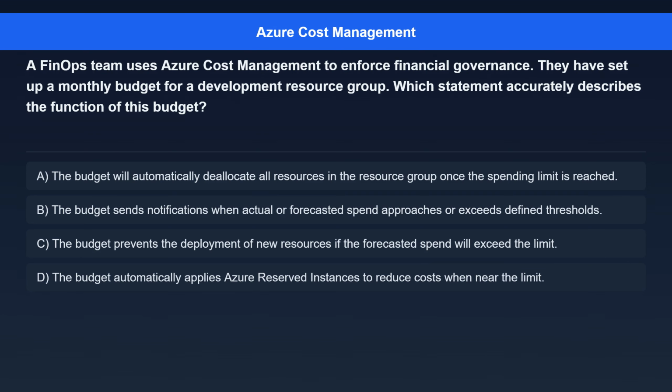Question 2. A FinOps team uses Azure Cost Management to enforce financial governance. They have set up a monthly budget for a development resource group. Which statement accurately describes the function of this budget?